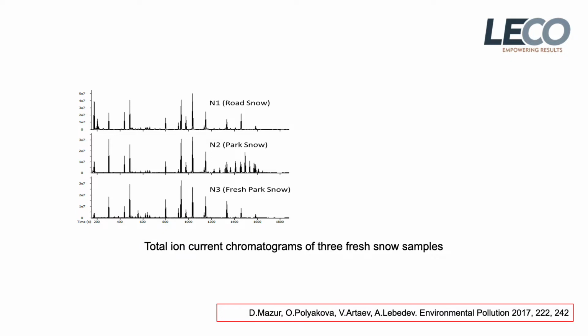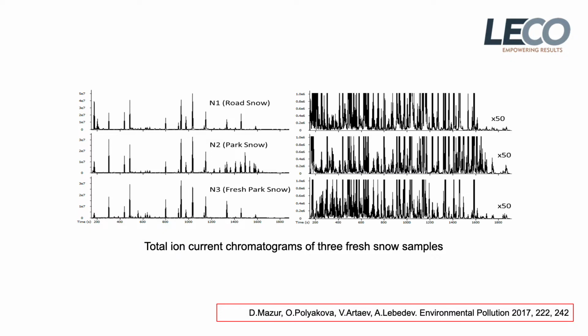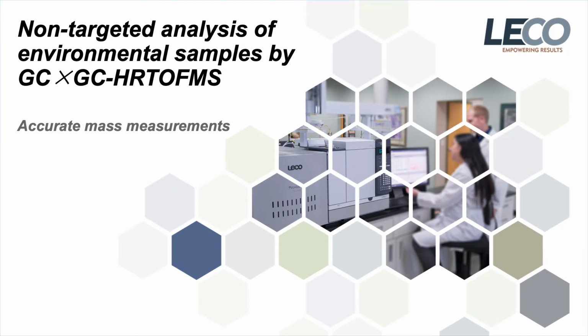And okay, but if you use zooming, you get a picture like that, and you understand that in fact each sample contains not 70 but maybe 700 or even over 1000 individual peaks. And the idea of non-targeted analysis is to try to identify as many as possible of them. So it's not easy. But anyway, with the tools provided by the LECO machine, we succeeded in many cases.